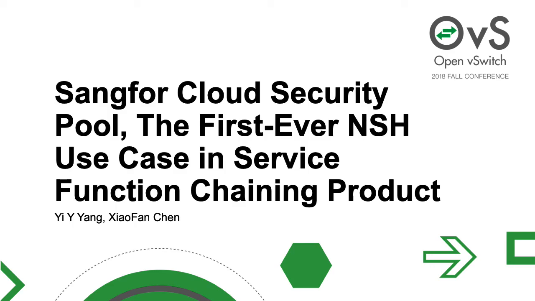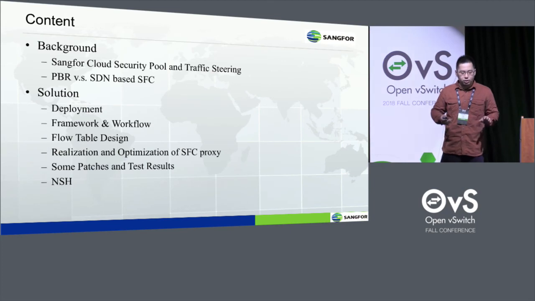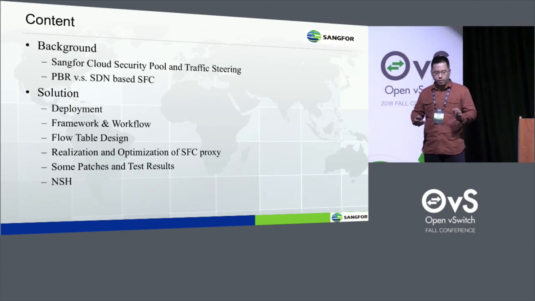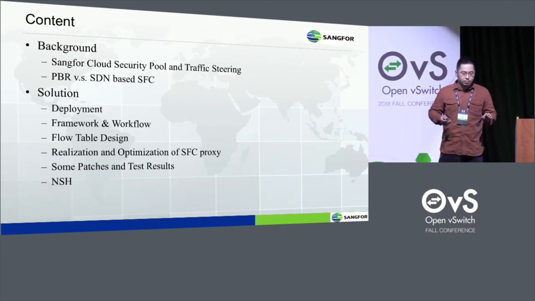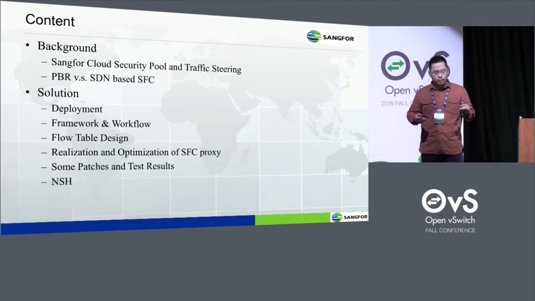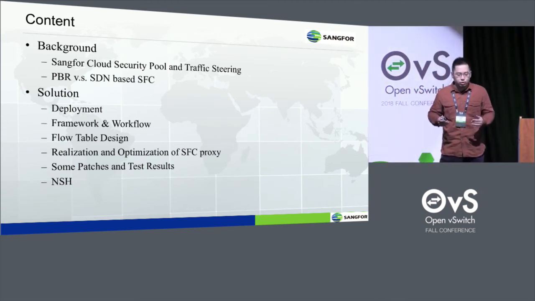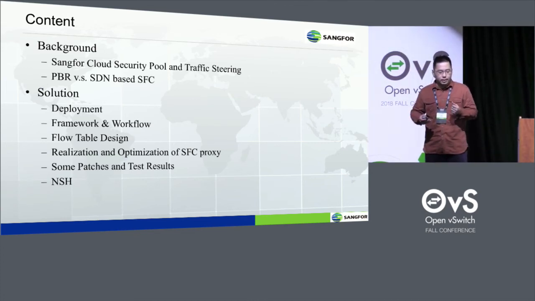Then there are two parts to the slides. The first part is the background. I will introduce the Sangfor Cloud Security Pool and the traffic steering problem. And the second part is policy-based routing and SDN-based service function chaining. They are two different ways to solve the traffic steering problem.